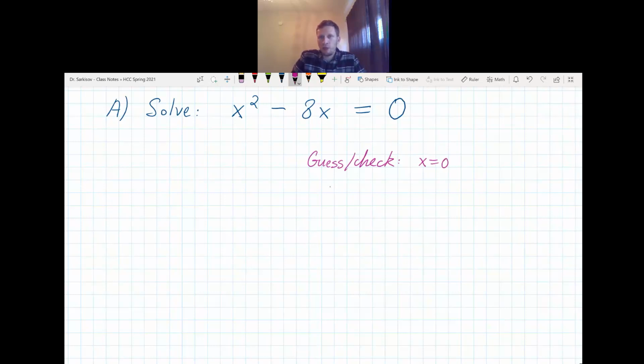What is 0 squared minus 8 times 0? That's exactly 0 minus 0, which is 0. It works. That's an answer. X equals 0. Is it the only answer? It's not. You can try other numbers.